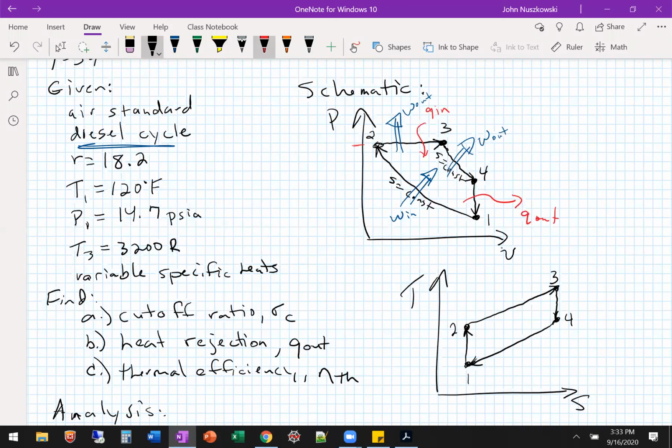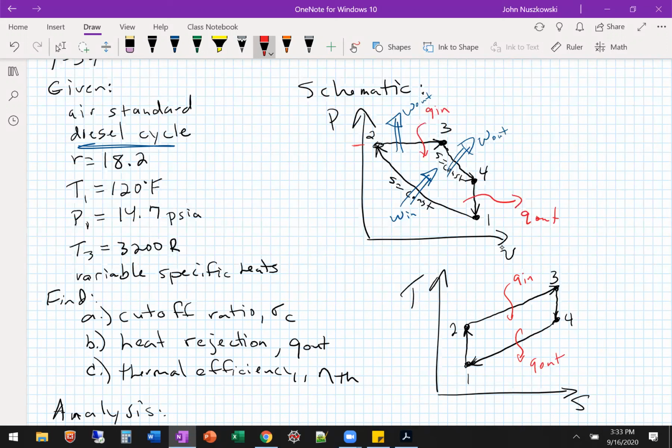Okay. So we have Q in, Q out. So on the PV diagram, you can see it's very easy to see where the work is. Anytime you're moving away from the same volume, you have some boundary work, right? You have a change in volume, you have boundary work, right?